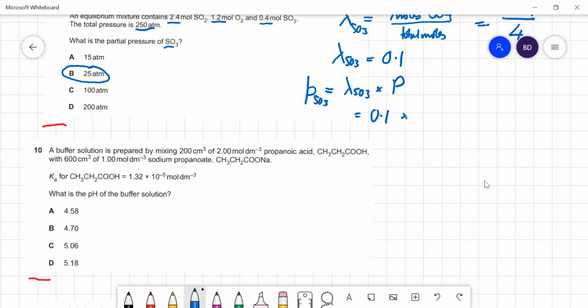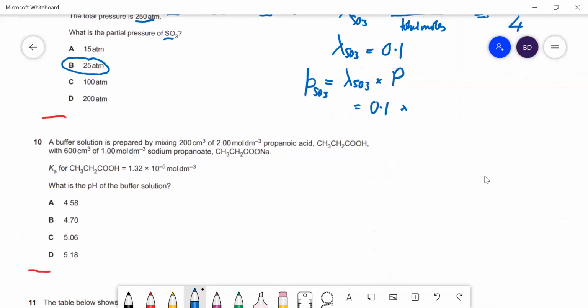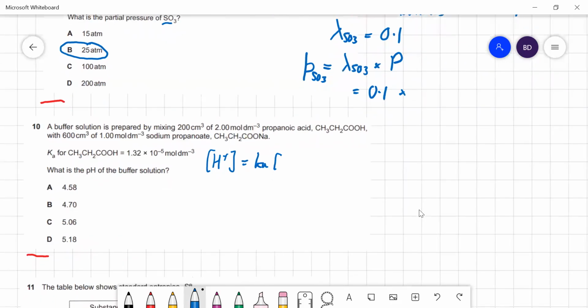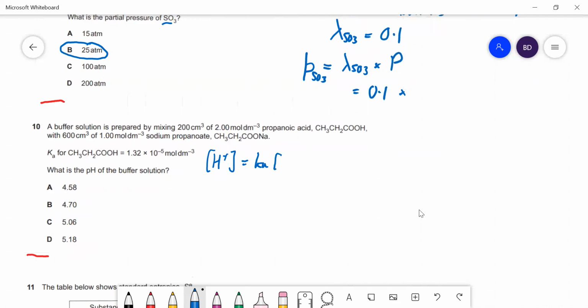Okay, a buffer solution now. So if you want to work out the pH of a buffer solution, the best thing to do is always to rearrange your Ka expression to get this: the concentration of HA over the concentration of A-, the conjugate base.